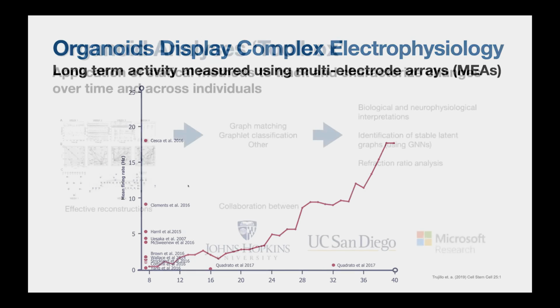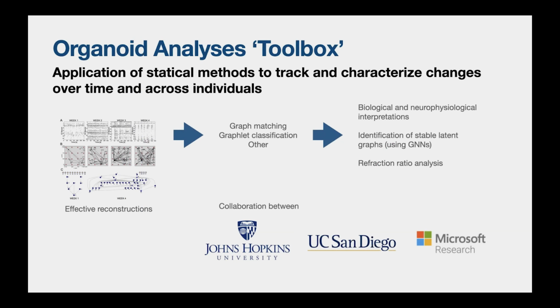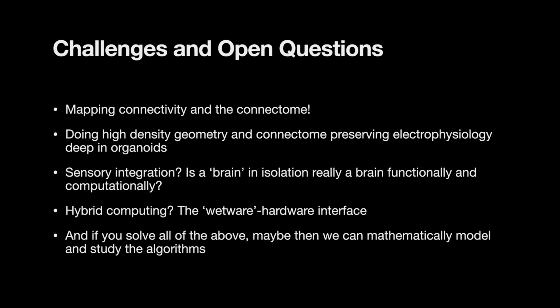Now there are challenges. This is the organoid toolbox that we've been developing between colleagues at Hopkins, here at UCSD, and then Microsoft, to develop the methods to allow us to extract the network information so that we can then apply analysis tools like the refraction ratio. All right, so the last thing I want to show is just to leave you with some thoughts about the challenges and questions, right?